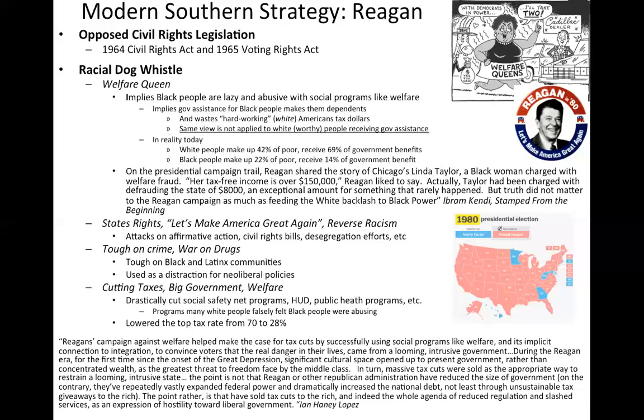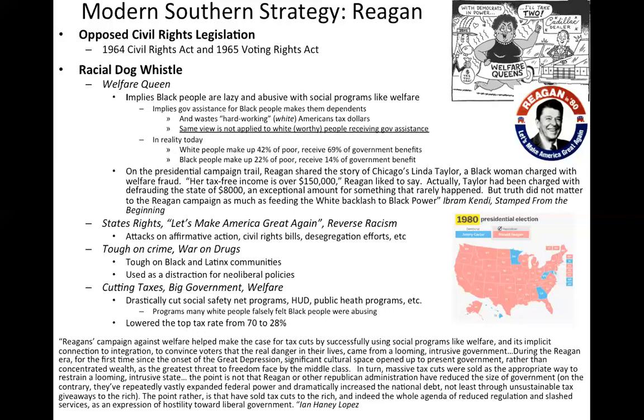He also used states' rights and "let's make America great again." Reverse racism was a really big one. Along with all his federal judges, he really pushed back against affirmative action, talking about how everything was fixed. We fixed everything with the Civil Rights Act, so we don't need affirmative action. This is actually reverse racism against white people, and he used that narrative to attack civil rights enforcement, bills, desegregation efforts, and busing.